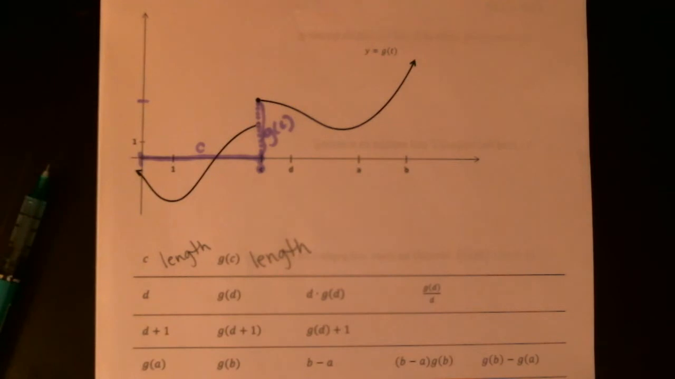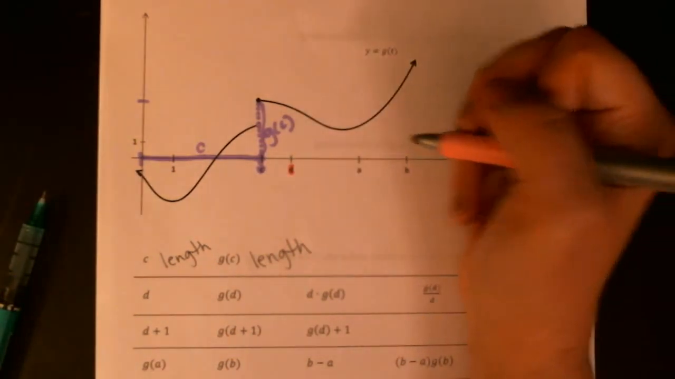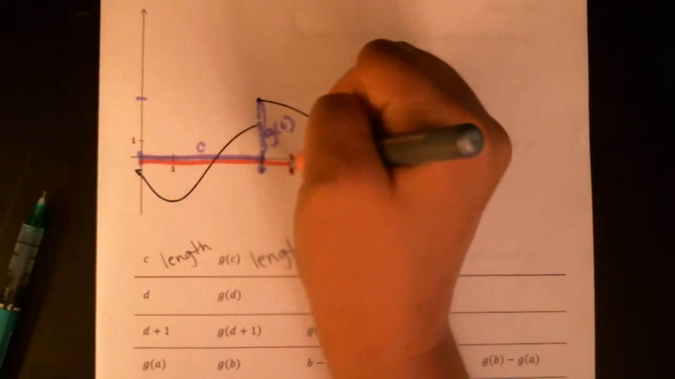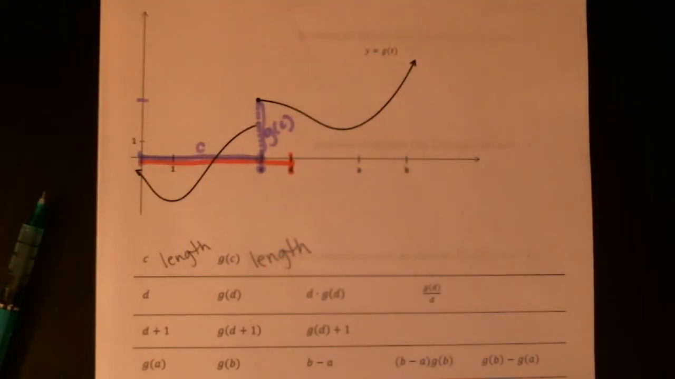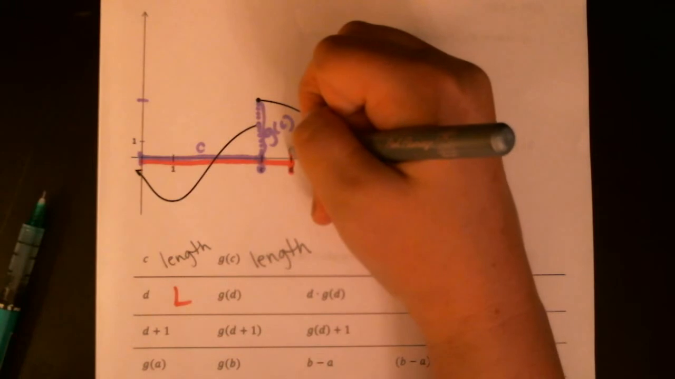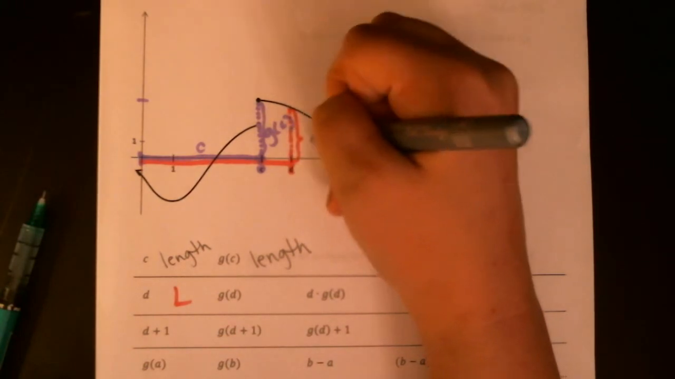Okay, and then the next set starts off similarly. So if we're looking at D and G of D. Okay, so let's see. I'm going to use pink. Okay, so I see D, another label on the x-axis, which means D is a length. It's the length of this line right here. Okay, so here, I'm just labeling pink down here. So this is a length. And then G of D is going to be this length.